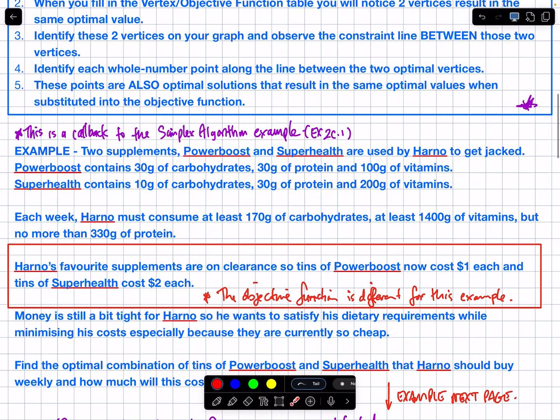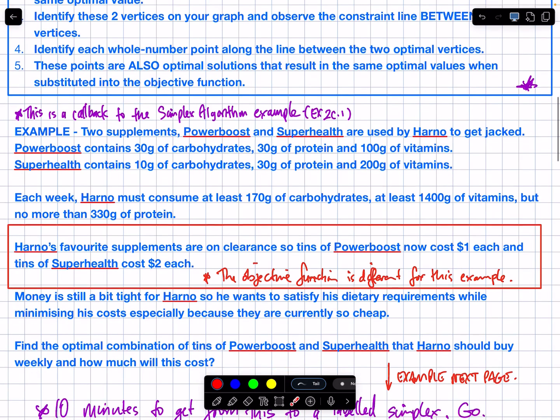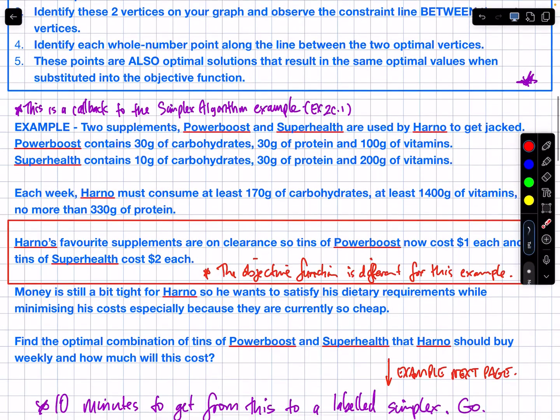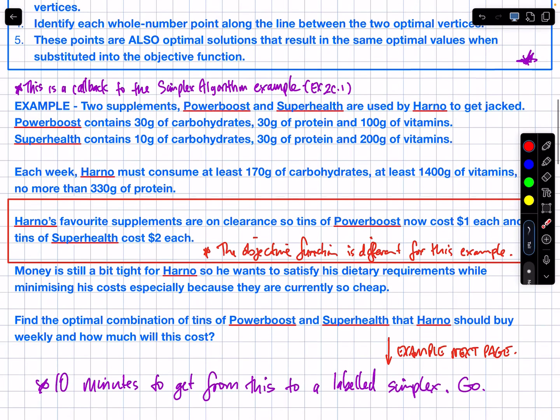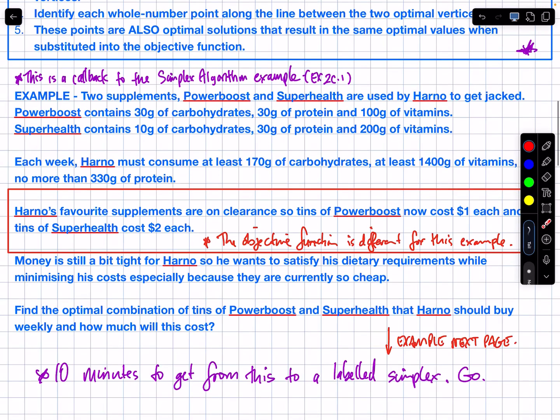I'm going to scroll down. What I would like you to do, please, you've got that example, which is the same as before. It would be good practice for you to pretend that that was your question. You've got 10 minutes from now, because that's how long you would have in the actual test, to get from that worded problem to your graph with the coloured in shape, which is what you practiced up until 2C.2. So I'll get back to you at 20 past. Get that info into a labelled simplex. So that's the graph with the labels, yep.